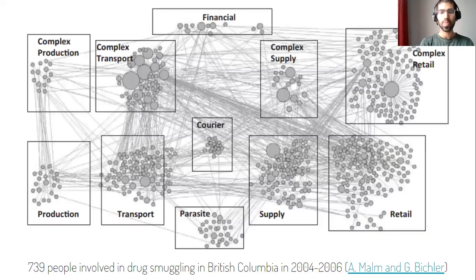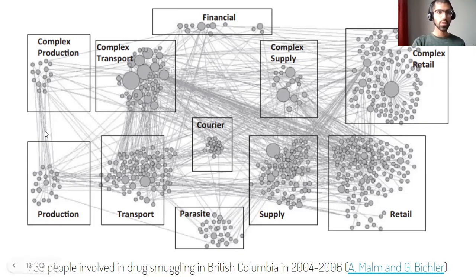First one I want to show you. This one is very cool to me. Here what you see is a network of a drug trafficking ring. This is from British Columbia, which is a province in Canada. It has hundreds of people involved in supplying drugs in British Columbia. And I'll quickly walk you through all these different terms.